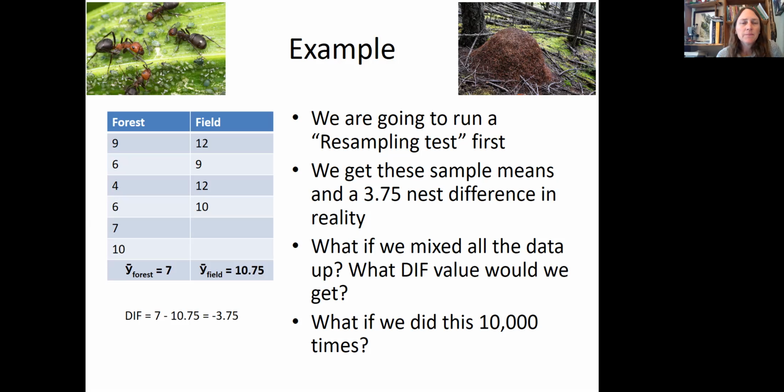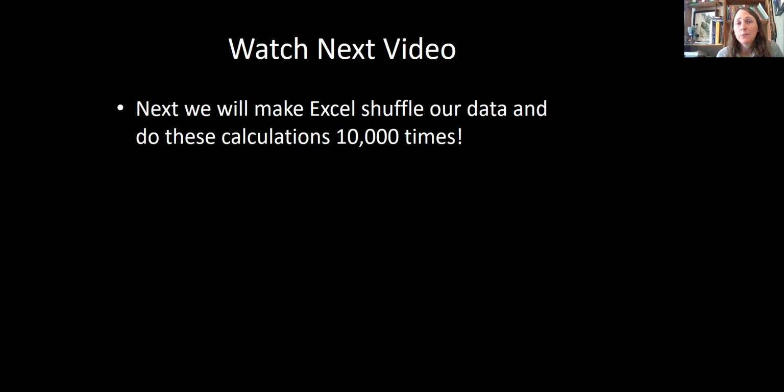So what if we mixed up the data, recalculated the means and the difference, and we did that like 10,000 times? Would that give us a sense of how extreme our difference between forests and fields is compared to the random possibilities in the world? That's exactly what we're going to do in the next video. We're going to make Excel shuffle these data and do these calculations 10,000 times.